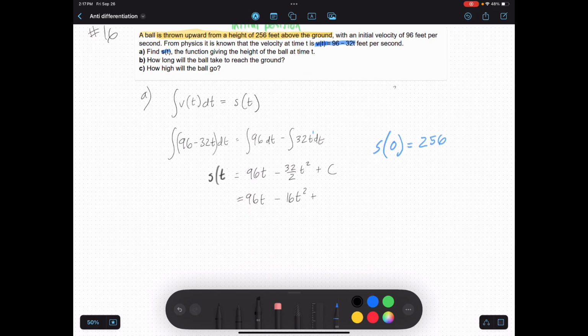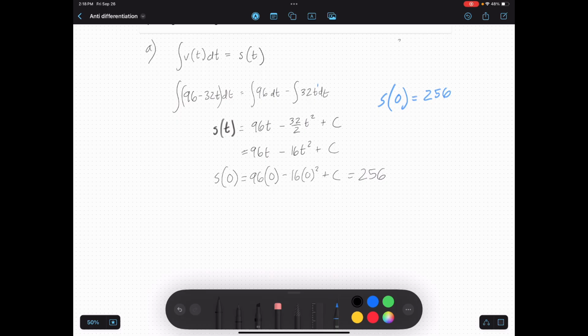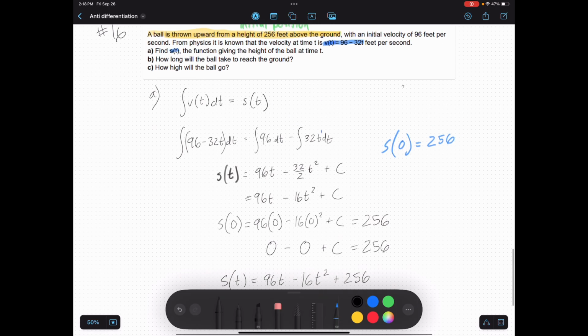And I can use that data to solve for what that c value needs to be. We've already decided that this is my position function. If I plug in 0 to this function, I should get out 256. Using that, I can solve for what c is. What's 96 times 0? Well, that's just 0. 16 times 0 squared, that's also 0. And so I'm just left with c is equal to 256. And therefore, I can now write a very specific position function that does not have an arbitrary constant, that has a set constant. But that's part A. I'm done. There's my position function for where the ball is at any point in time.